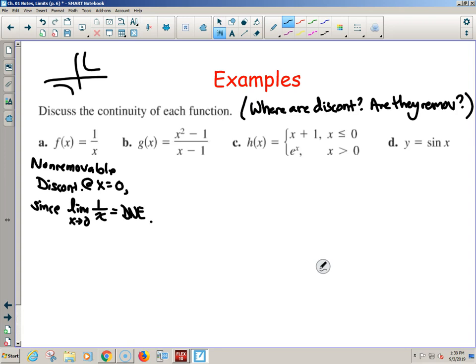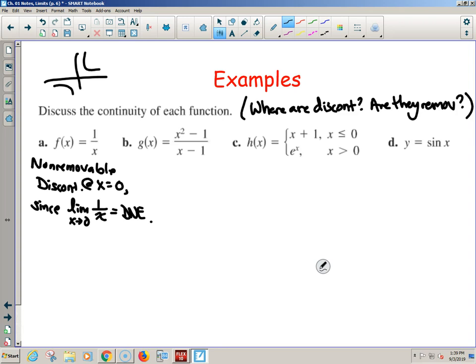And isn't that enough? Condition number 2 fails. Isn't that enough to say, okay, forget it, discontinuous? So we've discussed the discontinuity. We've discussed the continuity by saying, hey, it's good everywhere except for 0 because the limit doesn't exist at 0. By the way, that means it's not removable. So kind of did all the above.